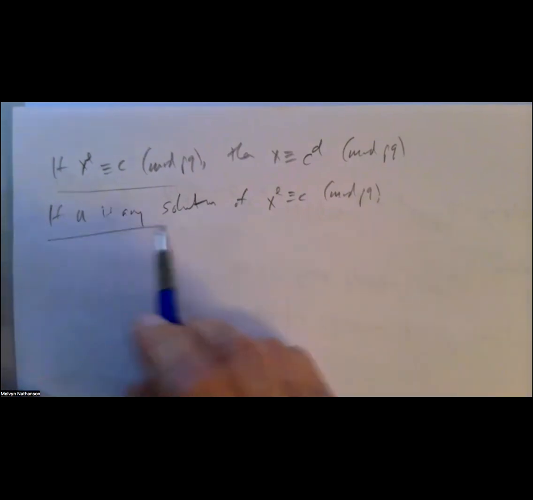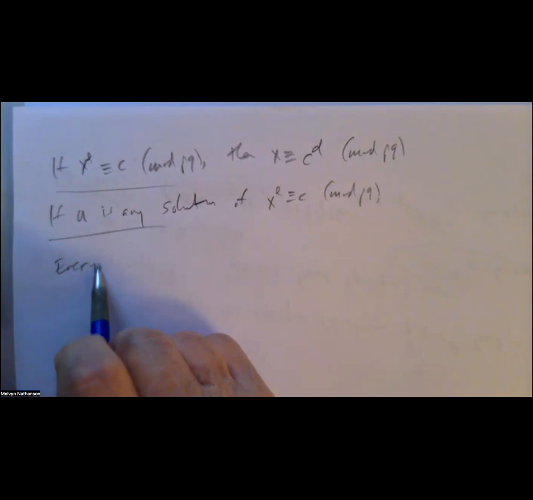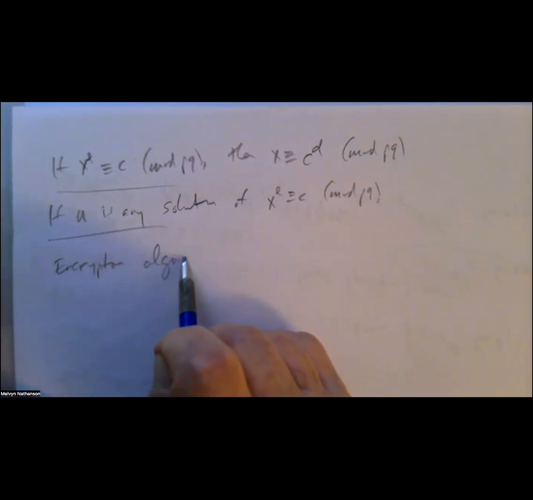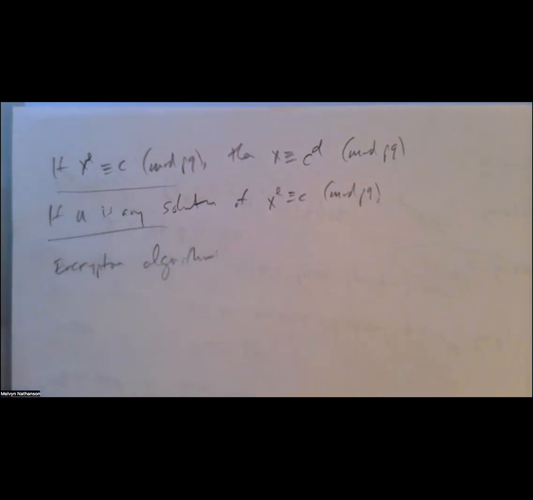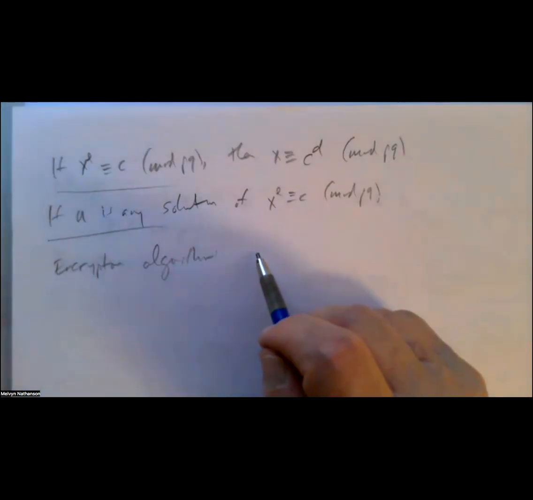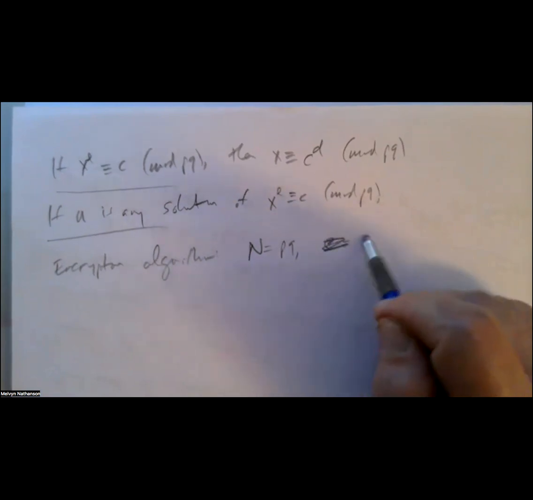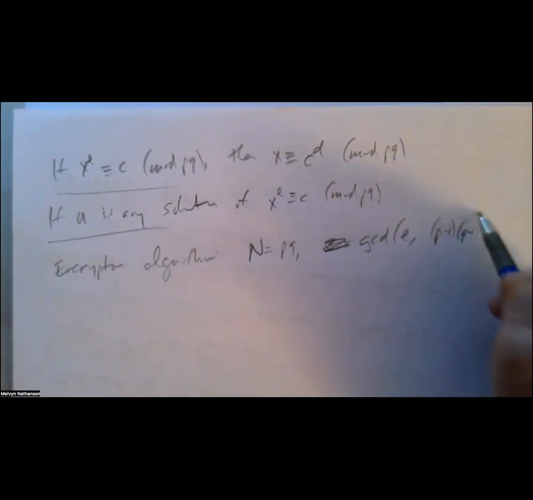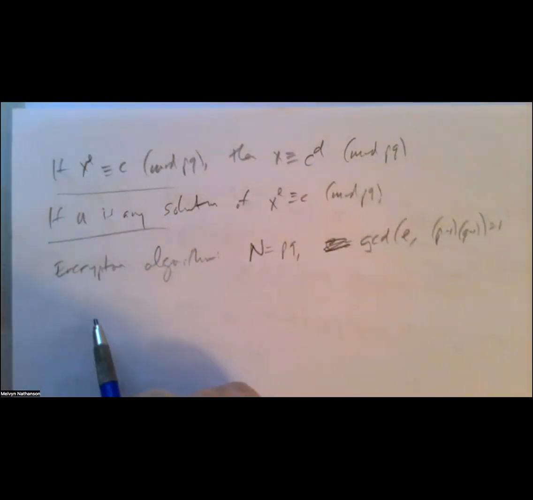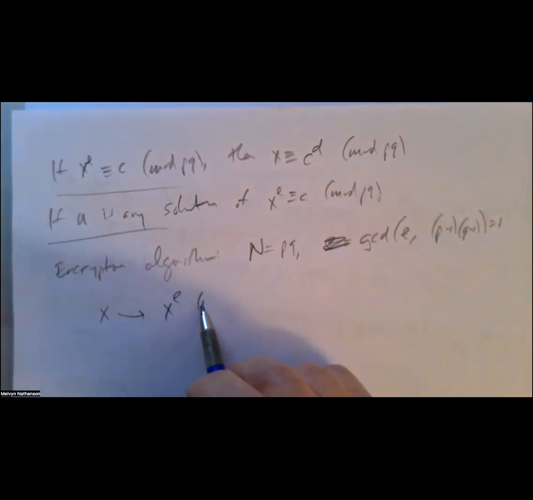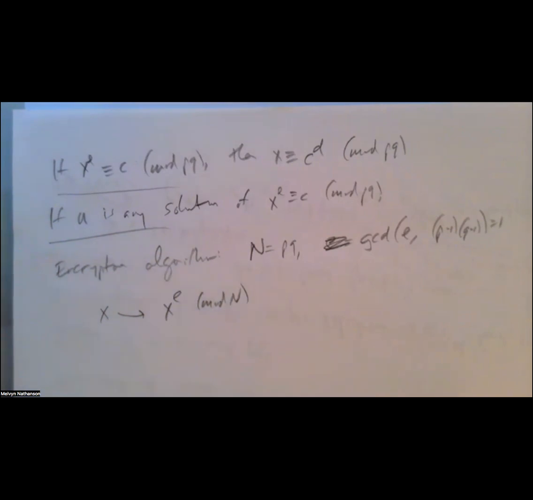So this is an encryption algorithm. The question is, how efficient is it? So if we let n equal pq and e be an integer such that the greatest common divisor of e and p minus 1, q minus 1 is 1, then the encryption algorithm is x is sent to x to the e mod n.